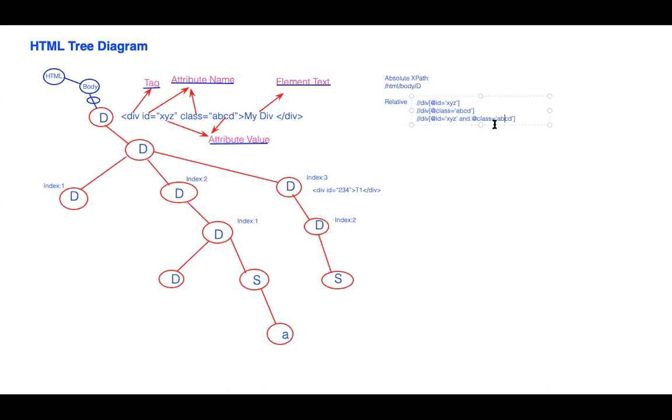So what will happen when you actually evaluate this XPath? The XPath evaluator will try to locate, anywhere, because double slash is used, an element whose tag is div, whose ID is XYZ, and whose class is ABCD. And if such an element is found, then return it as a locator. That's basically how this XPath evaluator works.